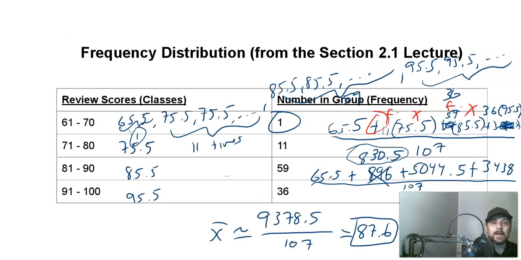And so we didn't have to do that here because we already knew it was 107 because we had been working with this data set for a while now. But if I didn't know that, I would have to add these up. It adds up to 107. And so this is the sum of the frequencies, which is what n is equal to. And that's what we end up dividing by.